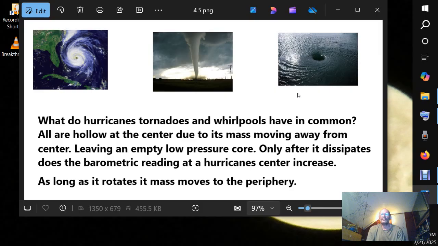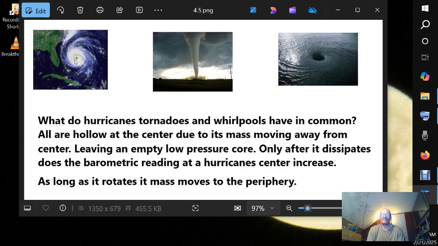Alright, what do hurricanes, tornadoes, and whirlpools have in common? They're all hollow at the center, due to the mass moving away from the center, leaving an empty low-pressure core. Only after it dissipates does the barometric reading at a hurricane center increase. As long as it rotates, its mass moves to the periphery.